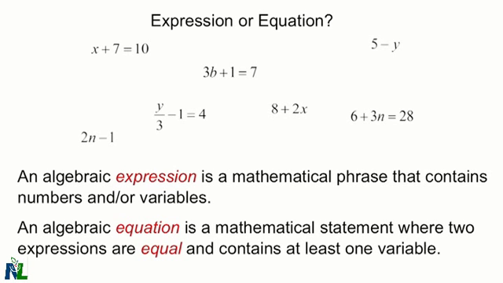Here we see a collection of expressions and equations in no particular order. An algebraic expression is a mathematical phrase that contains numbers and/or variables. An algebraic equation is a mathematical statement where two expressions are equal and contains at least one variable. The key word here is equal. We need to look for equal signs.